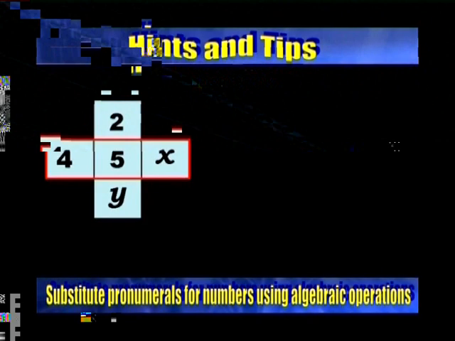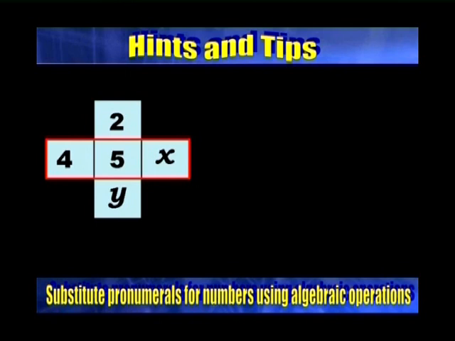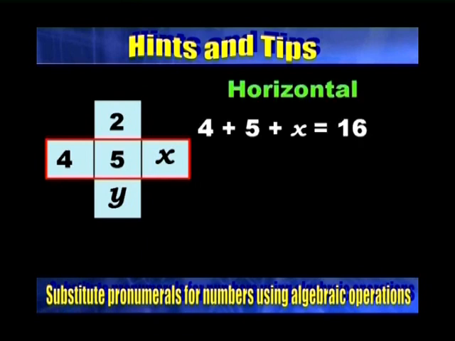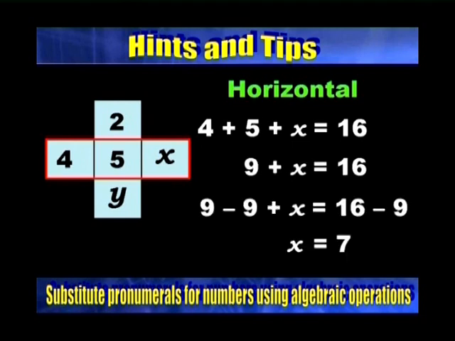So firstly, we are going to find the value of x in the horizontal line. Now remember, the total is 16. So 4 plus 5 plus x is equal to 16. To find the value, in the equation, we collect the like terms. 4 plus 5 is 9. 9 plus x is equal to 16.